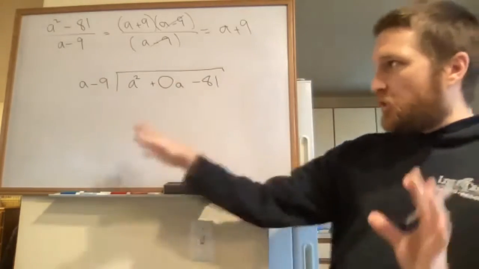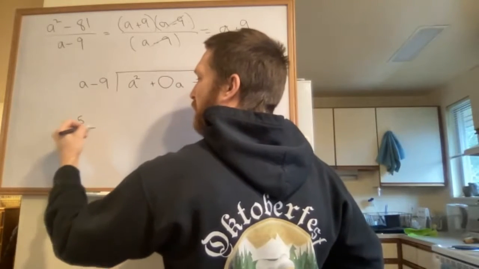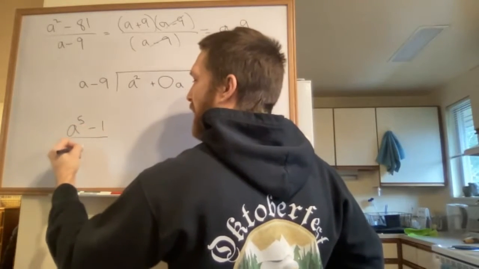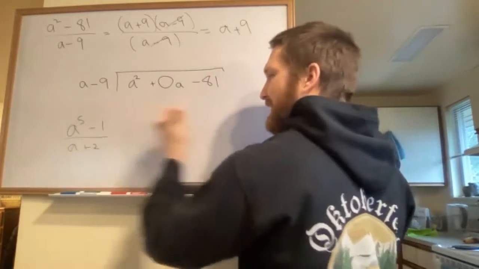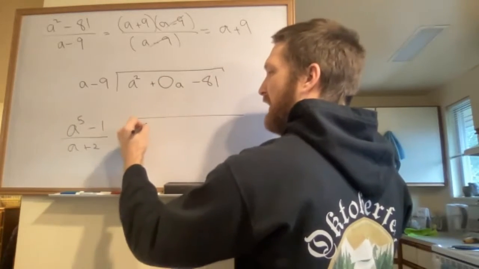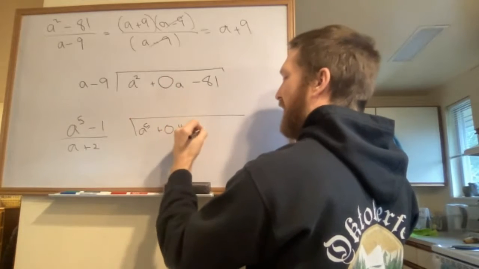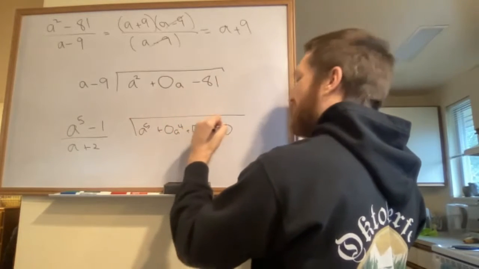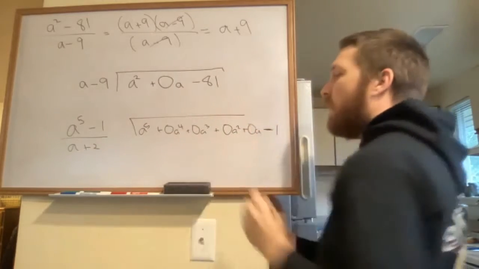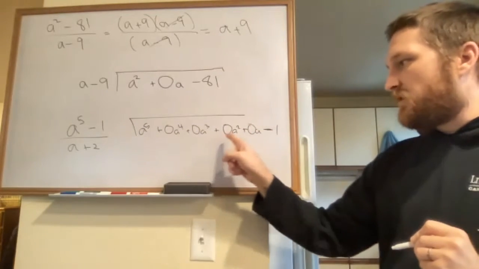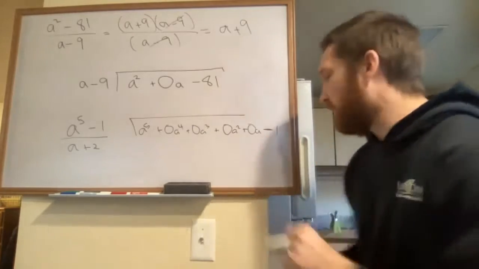So long story short, if we had something like a to the 5th minus 1 over a plus 2, we would have to rewrite this thing as a to the 5th plus 0a to the 4th plus 0a to the 3rd plus 0a squared plus 0a minus 1. You want to account for every term that's not there. Does that make sense? Okay.